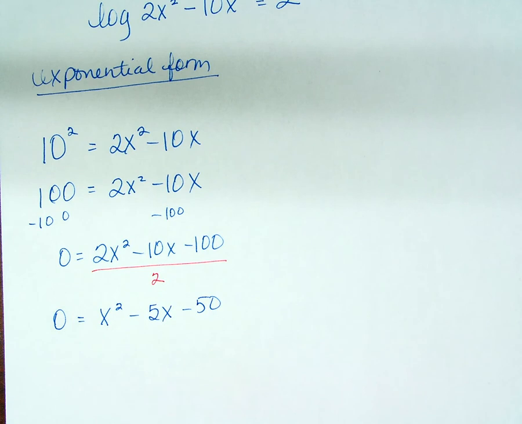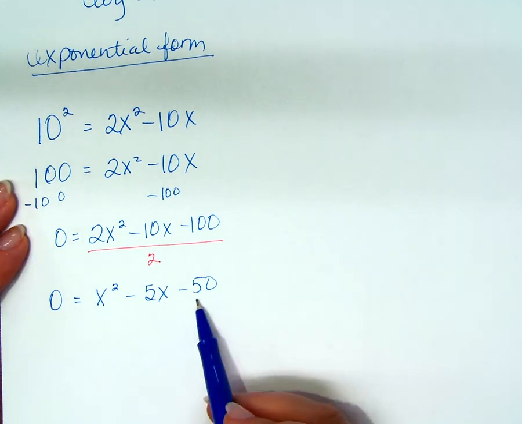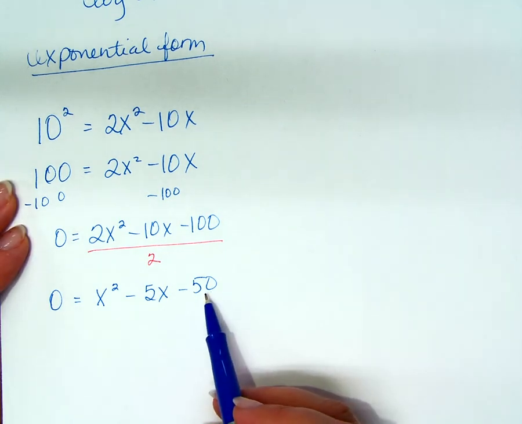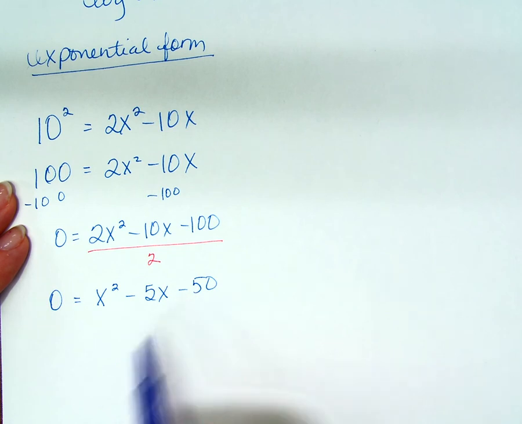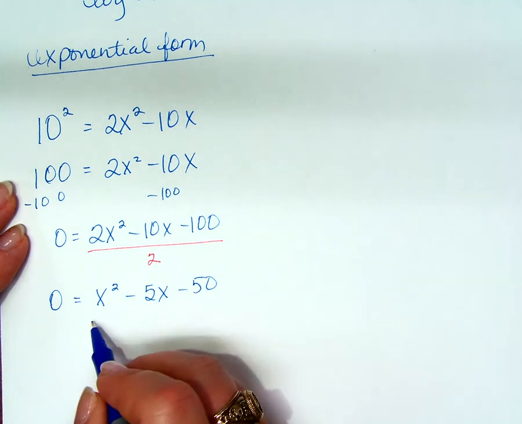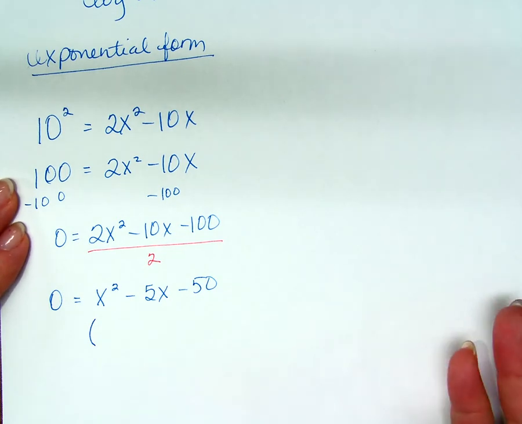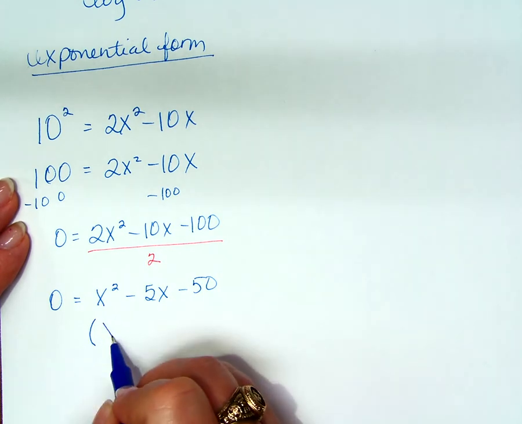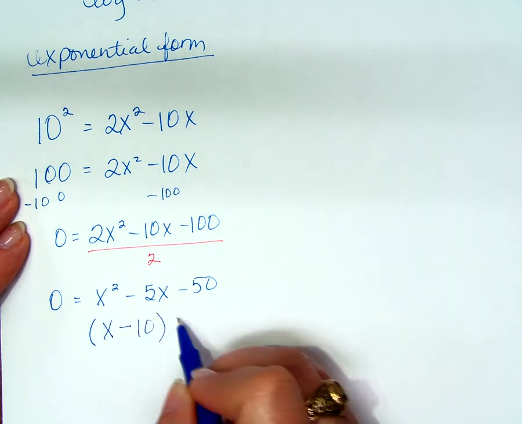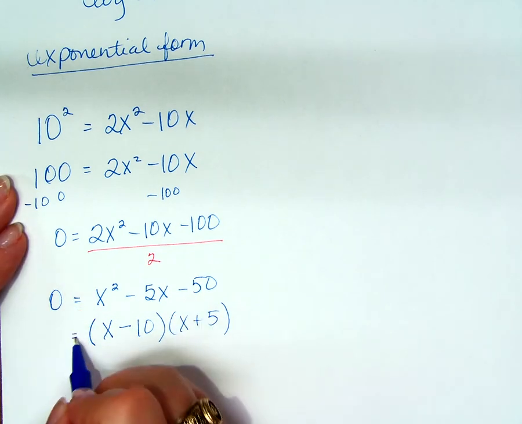Now, for those of you who are even decent at factoring, hopefully you can see right off the top of your head that 50 is 5 times 10. And I can definitely use a 5 and a 10 because one of them has to be a negative to get a negative 5. If not, you could definitely graph it. You could definitely use quadratic formula. You could use completing the square if you wanted to. But factoring at this point is probably the most efficient. So x minus 10 and x plus 5 would be my two factors here.